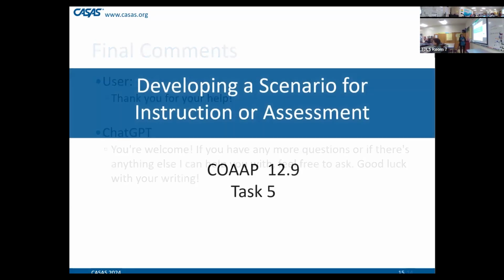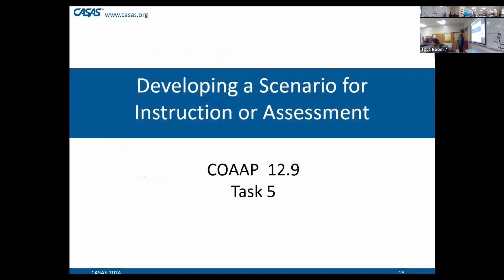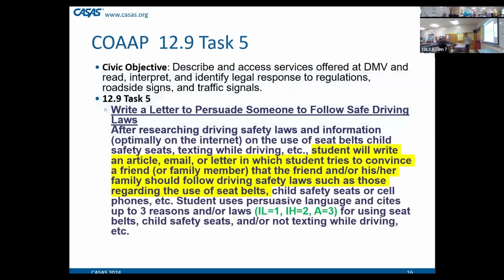Okay, let's go on. Now, Portia's gonna tell you about a different one we did for 12.9 task 5. Sure, Lori. So, in EL Civics, there are different kinds of tasks, and we're gonna look at a different kind of task and how we might use AI to do that. We're going to look at 12.9 task 5, and unfortunately, I do not have Lori's recall to tell you exactly what that is. Here you go.